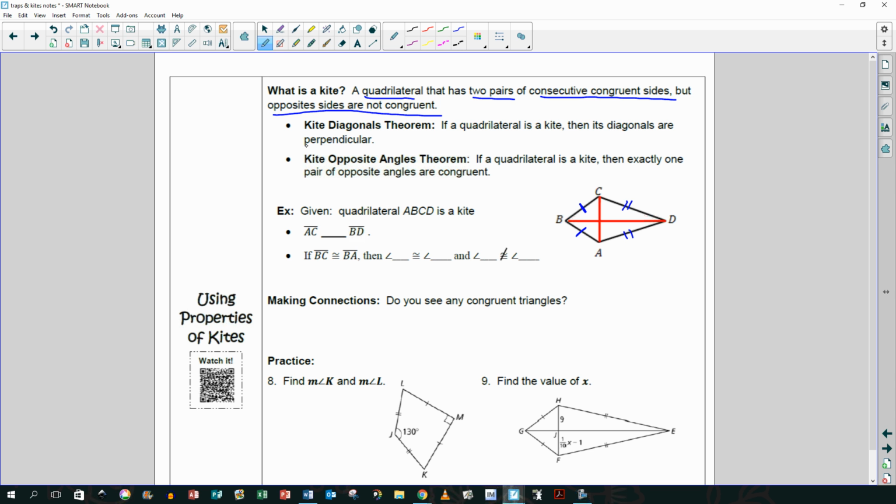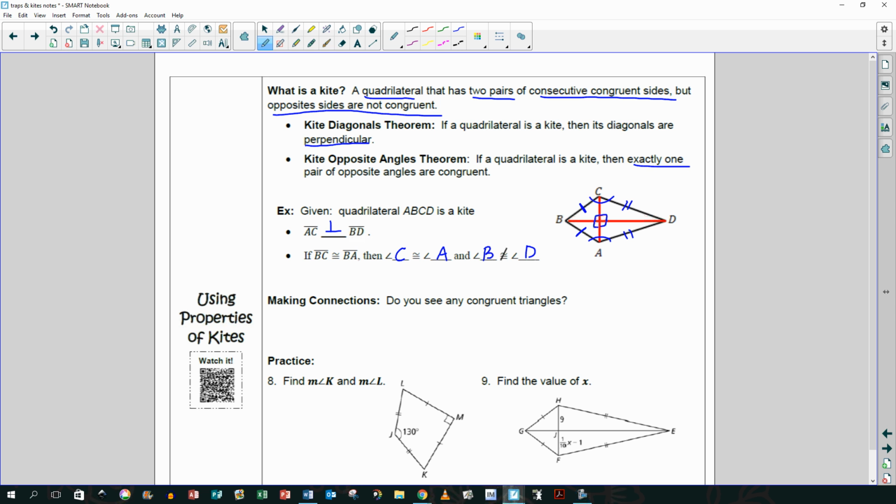The diagonals are perpendicular, so that means you have 4 tiny right triangles when you have a kite. And angles are opposite. Okay, so we have exactly one pair of congruent angles. So angle C is congruent to angle A, but B is not congruent to D. So C is congruent to A, but B is not congruent to D.